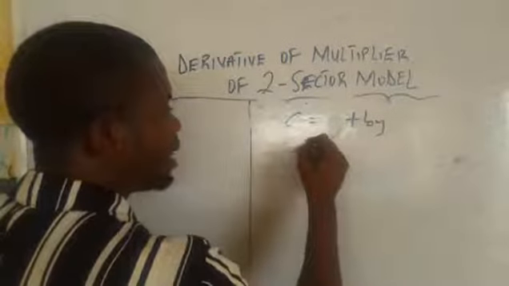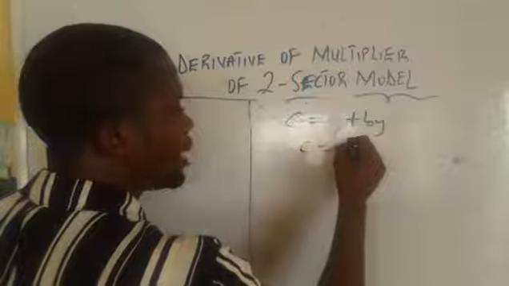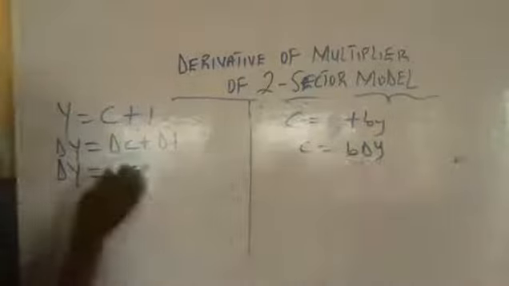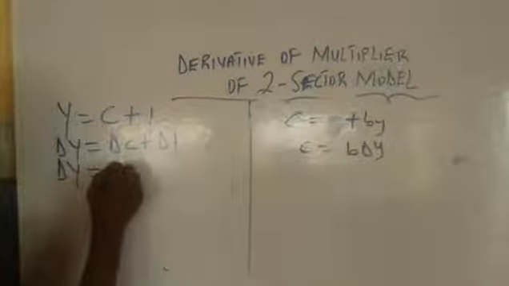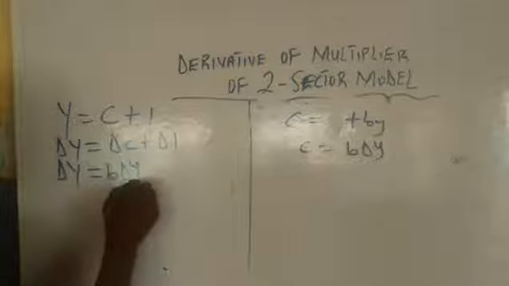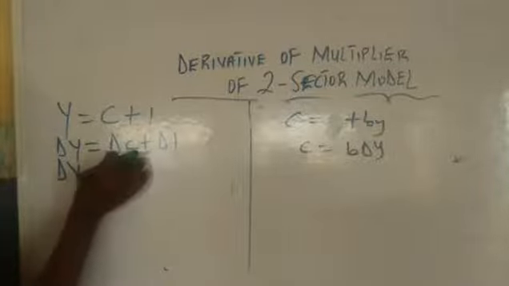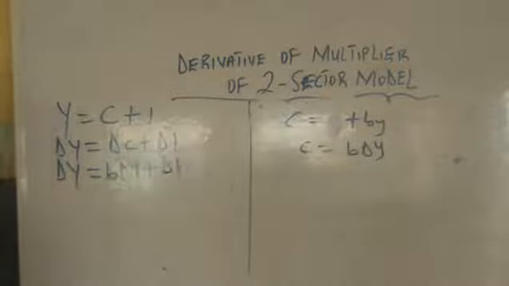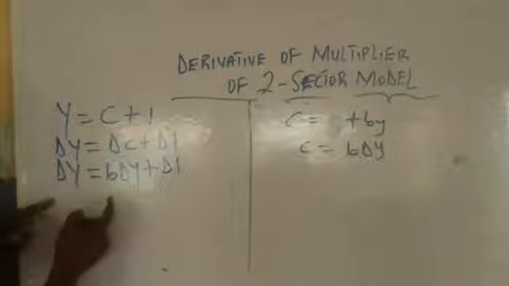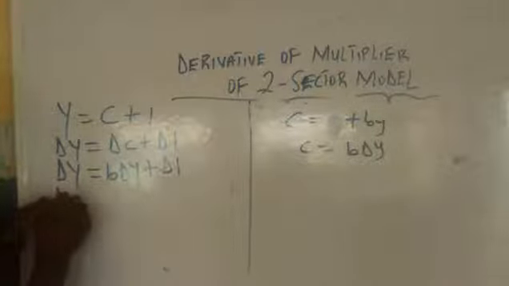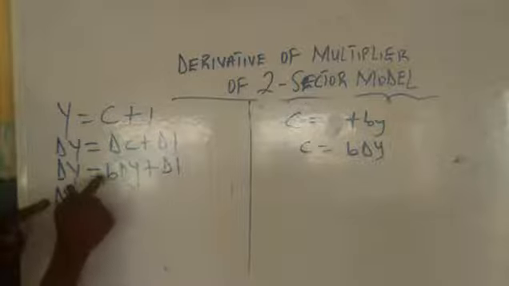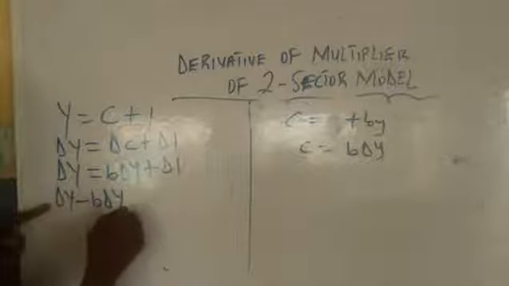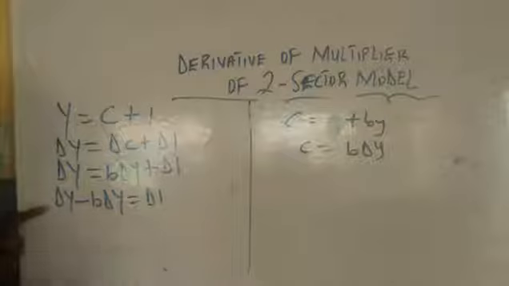So we can write change in C equals B, which will not be affected, times change in Y. So we put the marginal propensity to consume B times change in Y. Then instead of writing the whole of the change in consumption, we've removed that autonomous consumption, so we put plus change in investment. Having done this, we can collect the items. Change in Y will come here, and this plus will become minus here. So change in Y minus B change in Y equals change in investment.